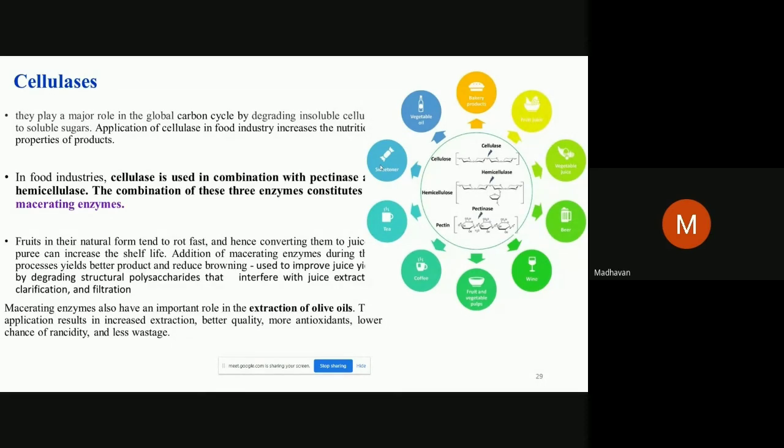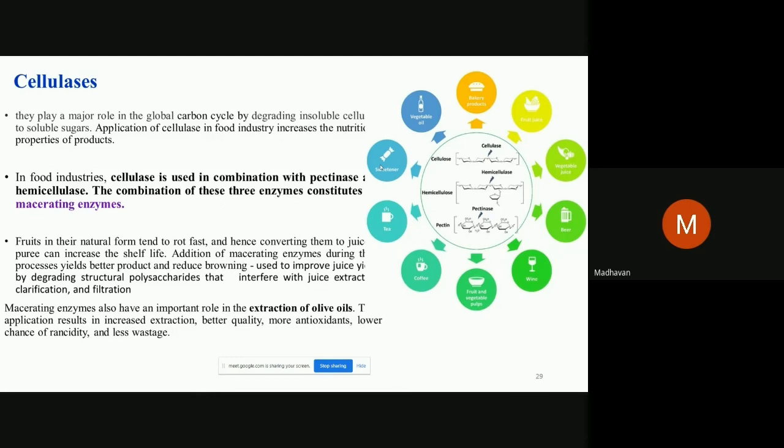Cellulase is an enzyme complex, and it also has a role in de-inking and in paper pulp and other things. But what we discuss here is its role in the food industry. Cellulase is used in combination with pectinase and hemicellulase, and these three enzymes together are known as macerating enzymes. Macerating enzymes are used for fruit processing and fruit juice processing. Fruits in their natural form tend to rot, so we need to make the pulp and store it to improve shelf life.